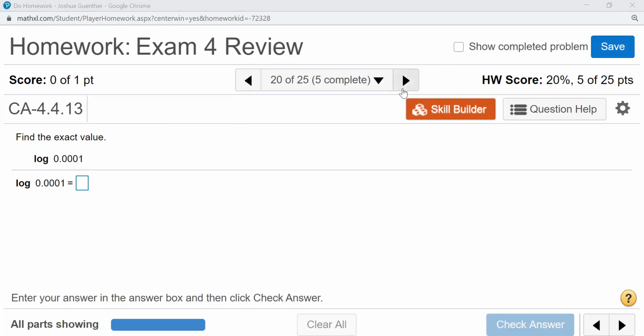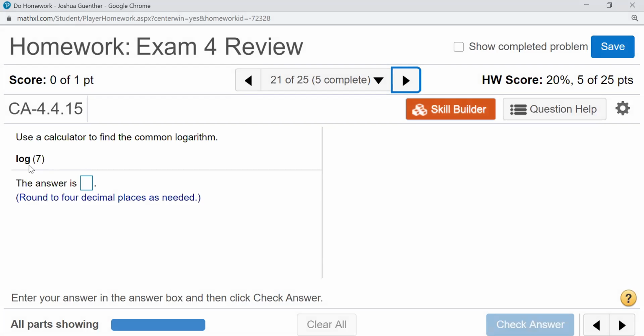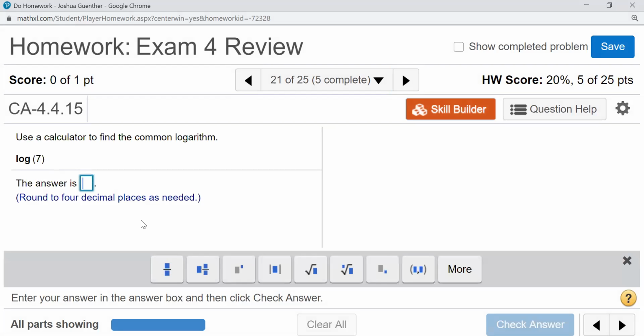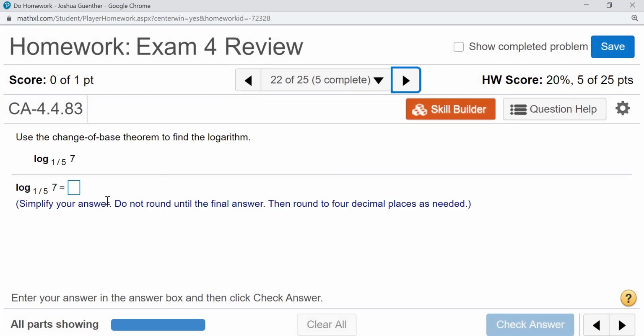So these last couple, that's about as lazy as it gets. Log of 7, you can put it in your calculator and round to 4 decimal points. Here you can use the change of base formula. You can rewrite that as ln of 7 divided by ln of 1/5, and just round to the appropriate number of decimal places.